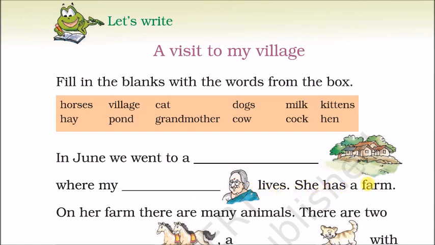She has a farm. उनके पास अपना तबेला है. On her farm, there are many animals. उनके फार्म में बहुत सारे जानवर हैं.